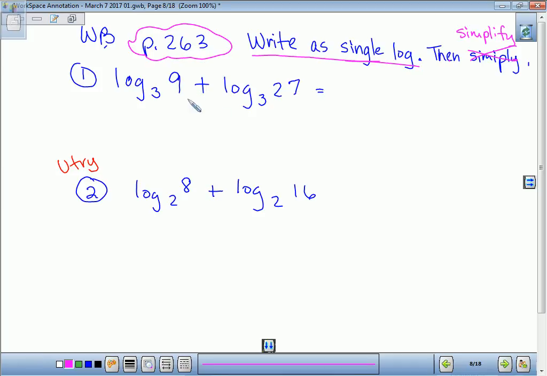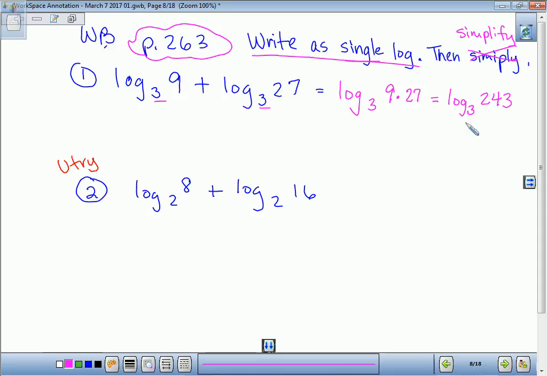All right, so if we were to write this as a single log, first we have to notice that we're working in base 3 for both of them, so we're good. We can condense it to a single log. So what does addition become? Addition becomes multiplication. So when we condense it, this addition would become multiplication. And what is 9 times 27? Big number. It is. It's the big number 243.